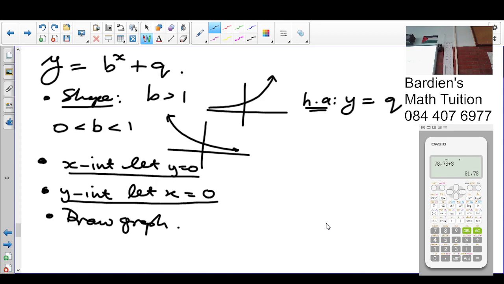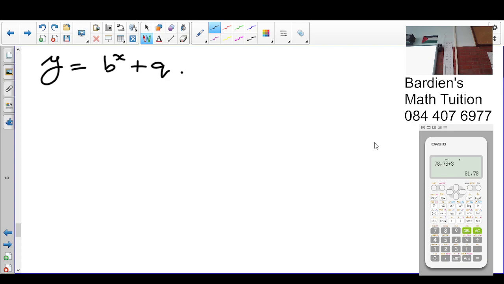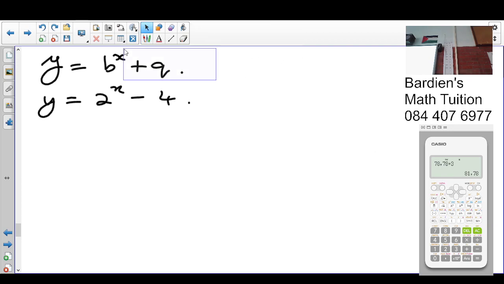Okay. You guys ready? No? Right, so where do we start? Let's get an example to start off with. Right. People, we're going to draw the graph y is equal to 2 to the x minus 4. Y is equal to 2 to the x minus 4.